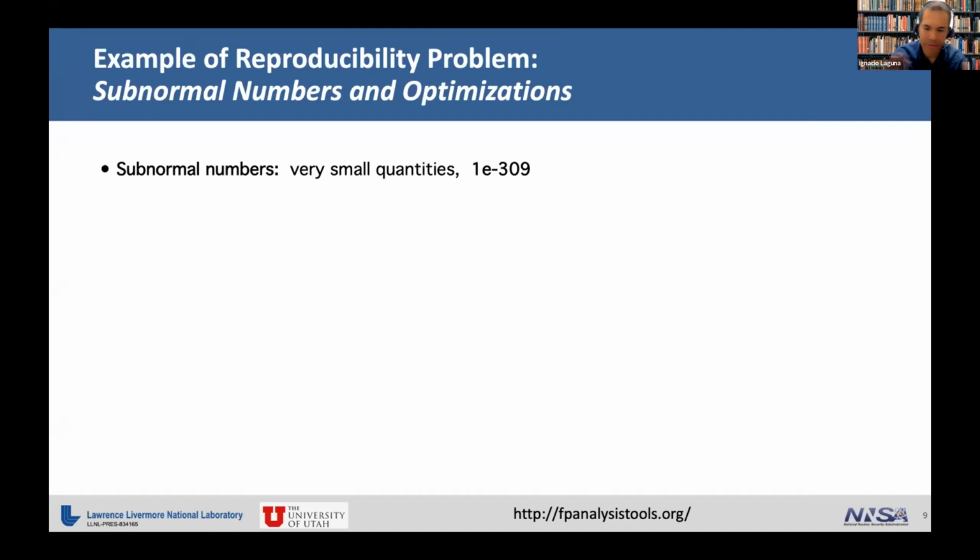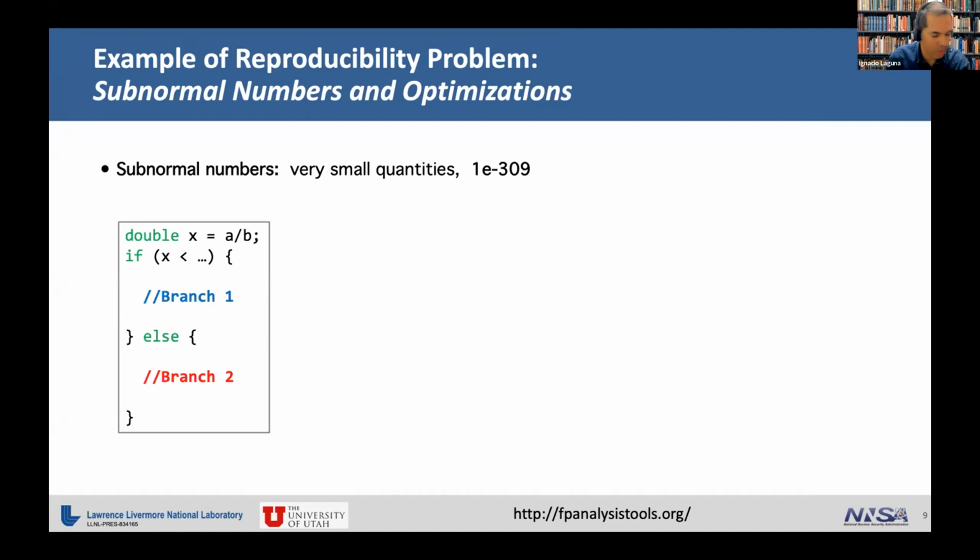Those computations are fine, they are representable. The problem is when you combine those computations with optimizations. We all want to use compiler optimizations, but that could create a problem sometimes. So this is an example where we have a division. We have X getting the result of a division, and then let's say your program will take a branch based on the result of that division, either branch 1 or branch 2.